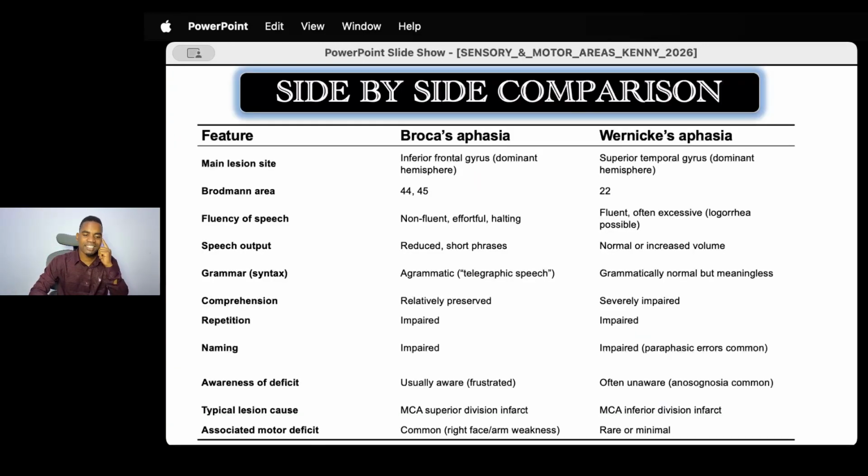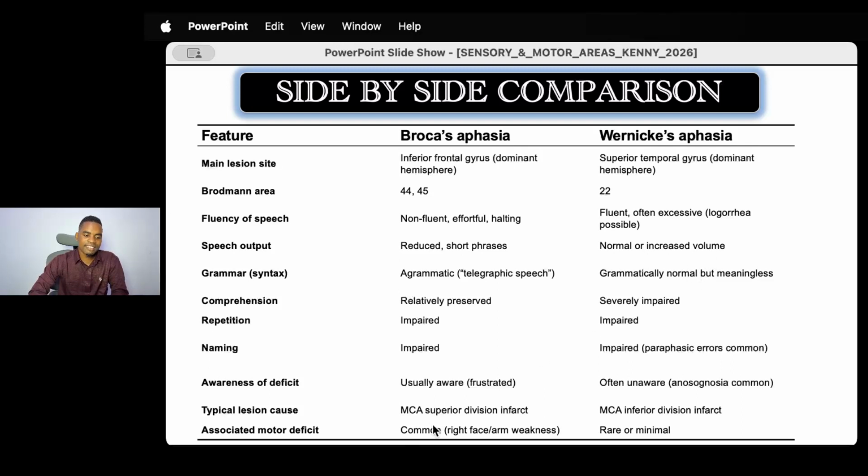Okay, so I have a side-by-side table here to compare Broca's and Wernicke's aphasia. The main lesion: Broca's area, versus Wernicke's area. Brodmann area 44-45, versus Brodmann area 22. The fluency of speech: this one is non-fluent, while this one is fluent, and they usually have excessive talking, which is called logorrhea, as I've just told you. The speech output is reduced in Broca's aphasia, but in Wernicke's aphasia the speech is normal or increased. They have increased volume.